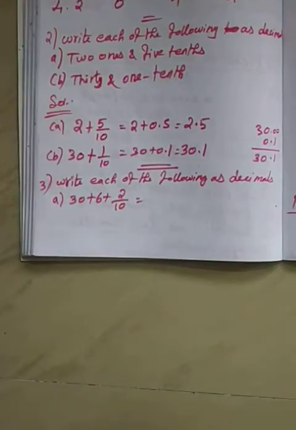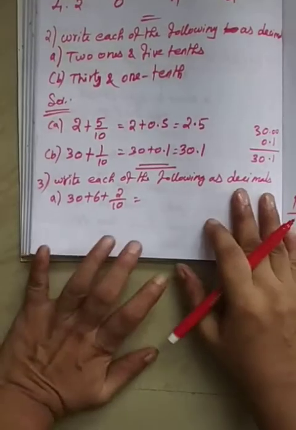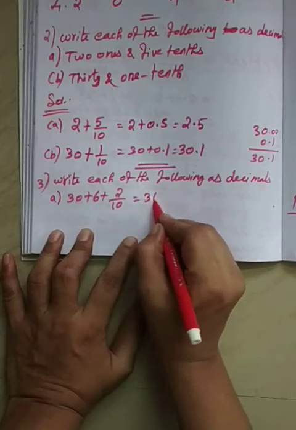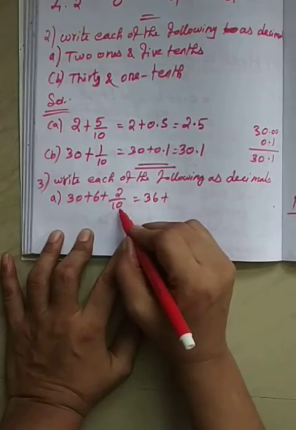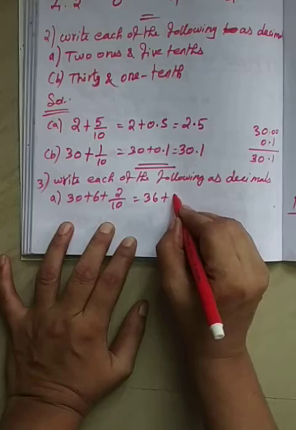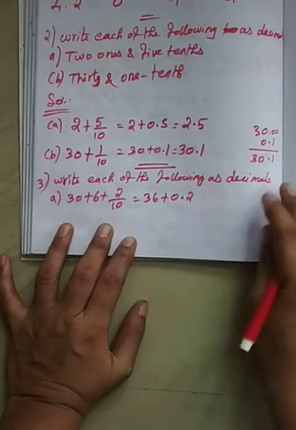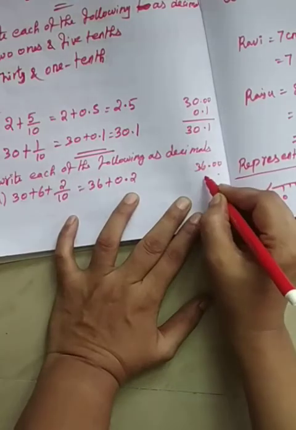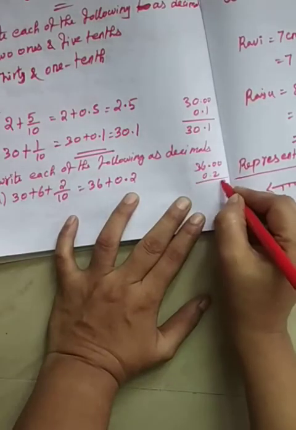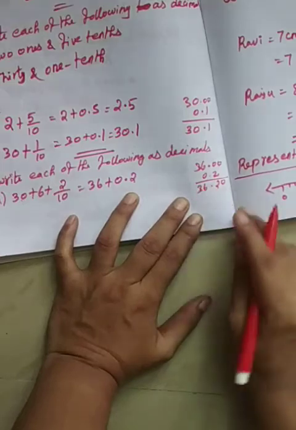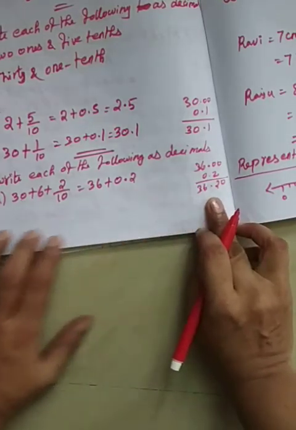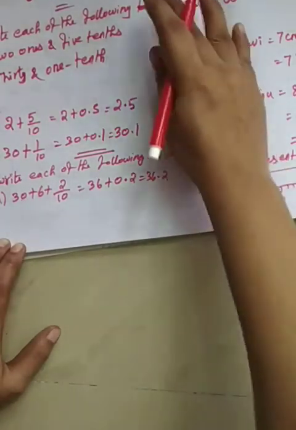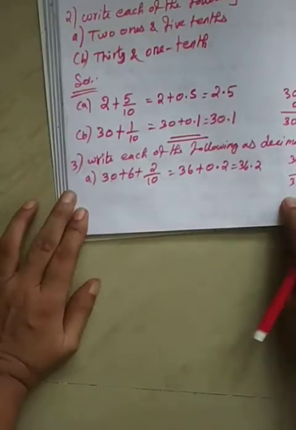That means the decimal representation is 30 plus 6, 36, plus 2/10. What is 2/10? 0.2. Now you can add in that one. 36.0 and 0.2, you can add. What will you get? 36.2. So you have to write 36.2 as your answer. Clear everybody?